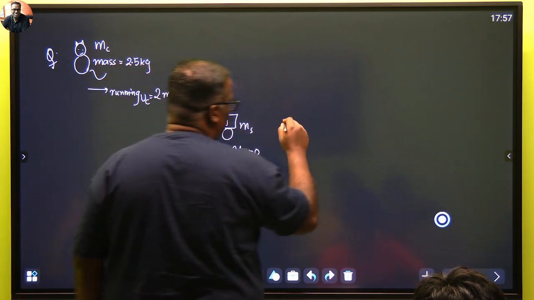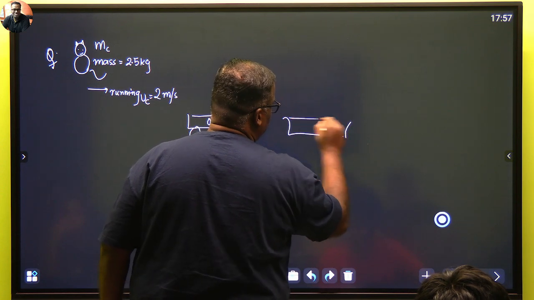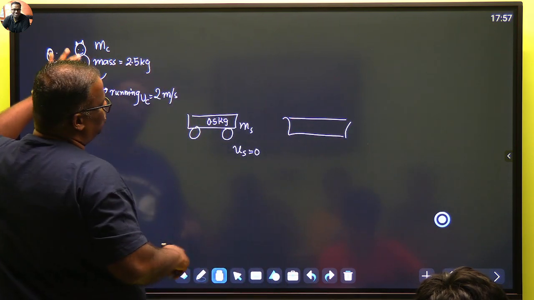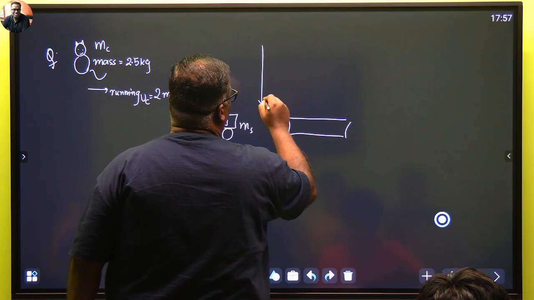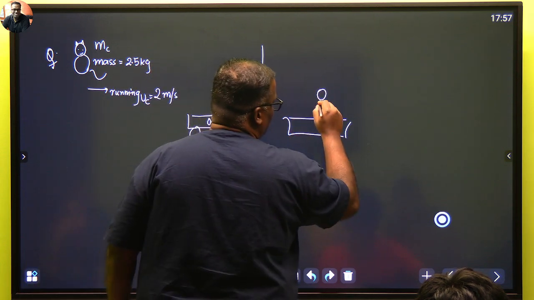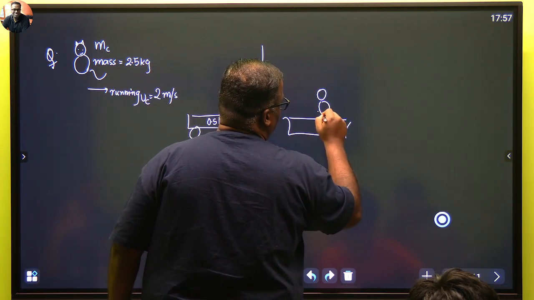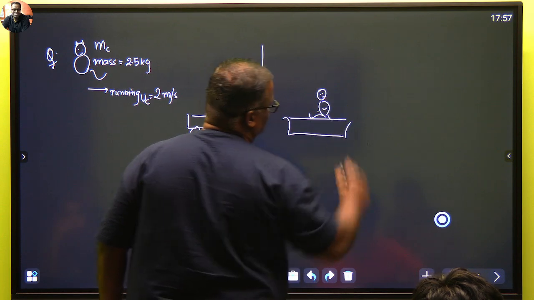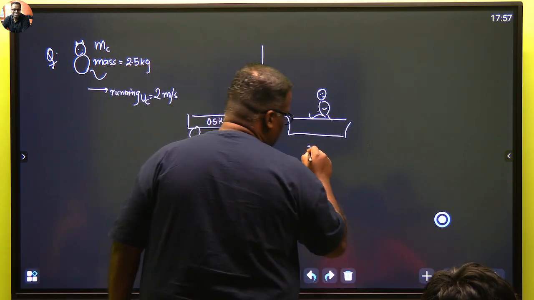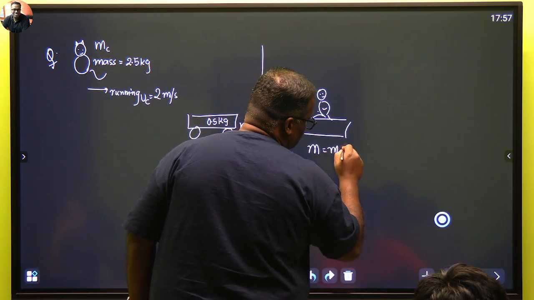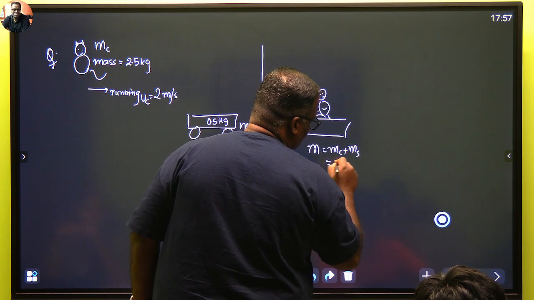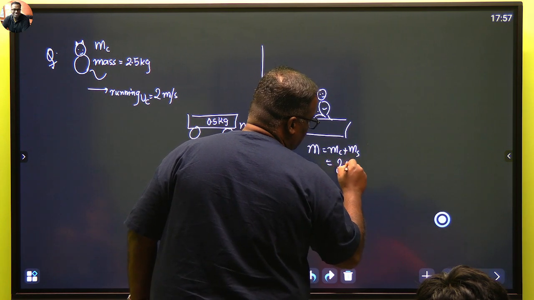Now what has happened? Now the scenario is something like this. So this is the incident. The incident happened here where the cat has jumped over the skateboard. So now our cat is on the skateboard. Okay. So what is the combined mass of the system? The combined mass will be the mass of the cat plus mass of the skateboard, which will be equal to 3 kg. Very good.